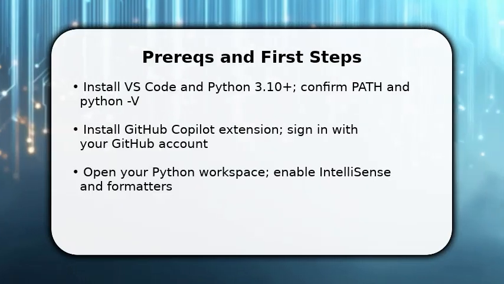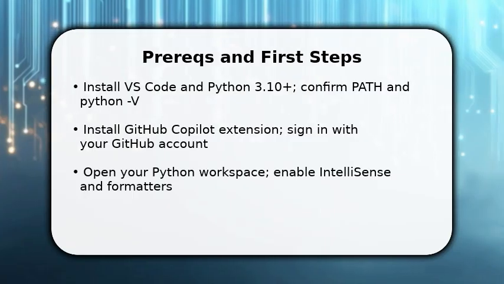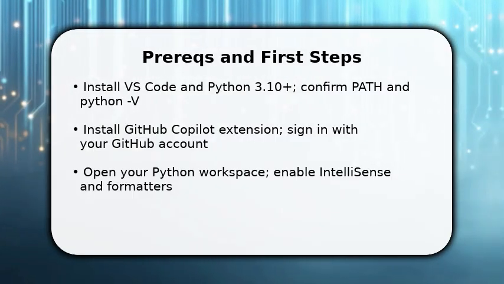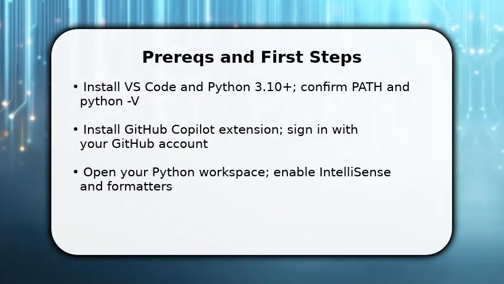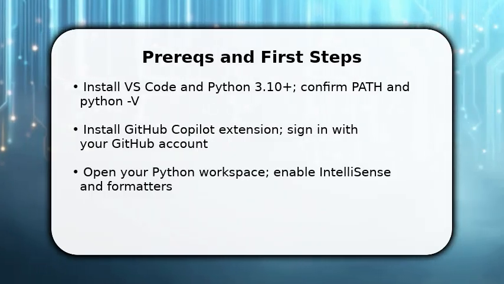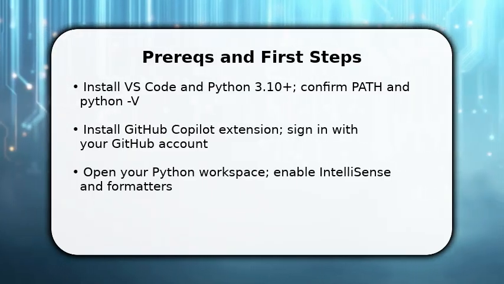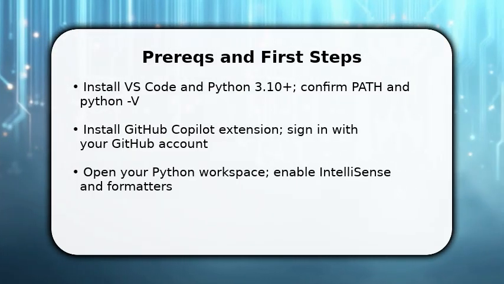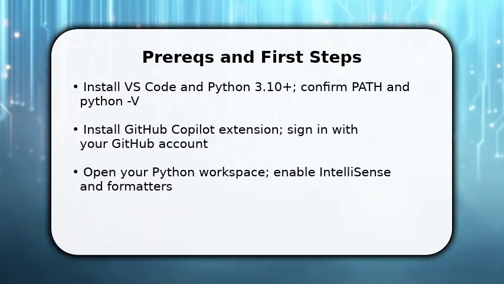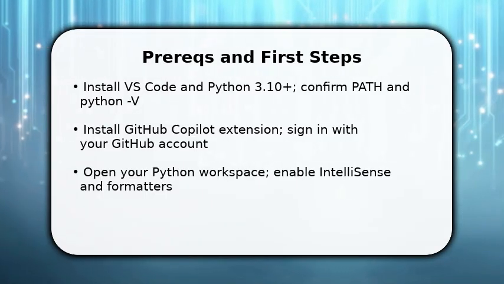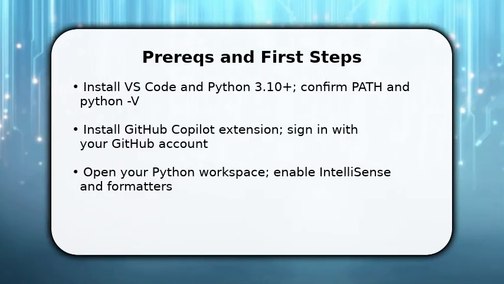You start by confirming prerequisites: VS Code and Python 3.10 plus installed, and Git configured. Once done, install the GitHub Copilot extension and sign in with your GitHub account so suggestions are tied to your identity. Make sure your Python interpreter is selected in the lower bar and that IntelliSense is active. You do this now to let Copilot access context from your workspace.